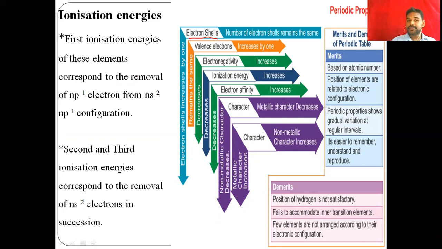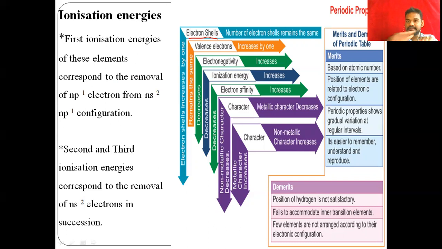Then ionization energy: the electrostatic force between the electron and the nucleus increases as the electronegativity increases. Ionization energy means the removal of an electron. As the electronegativity increases, the removal of the electron becomes tougher. That means it's not so easy to remove the electron from the atom. So ionization energy also increases as the electronegativity increases. The same thing applies in the case of electron affinity.